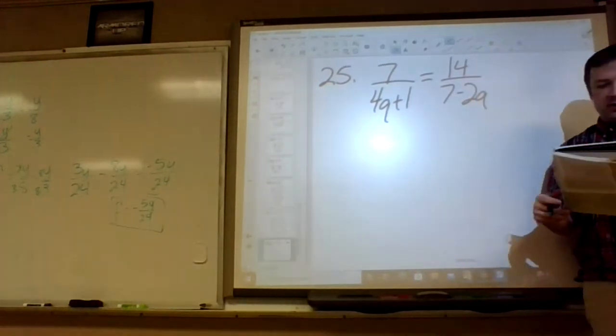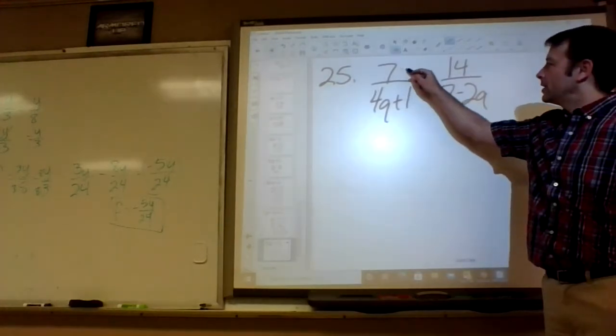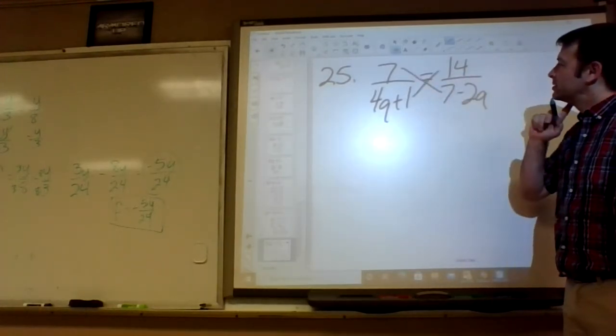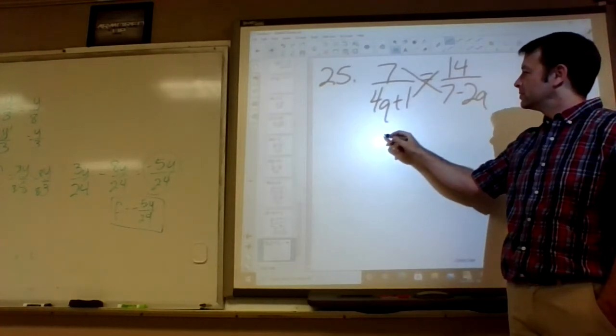Does anybody want to try to help on this one? Okay, Grant? I can try. Okay, so cross multiplication, both ways. So basically 4q plus 1 times 14.